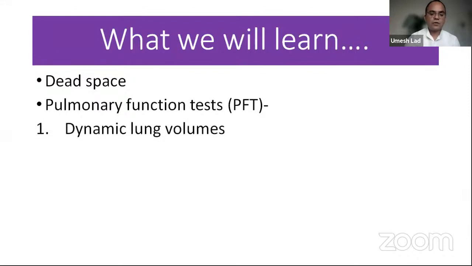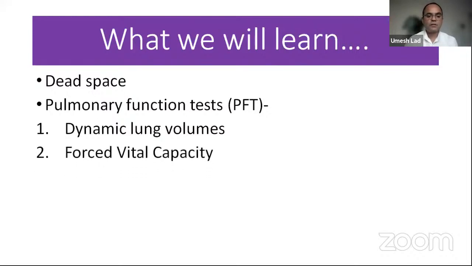So there are dynamic lung volumes. Earlier, when we saw the other lung volumes and capacities, those were static. There was no time dimension to it. Now, when we say dynamic, that means there is a time dimension to it, that they are measured across time. That is the meaning of dynamic lung function test.